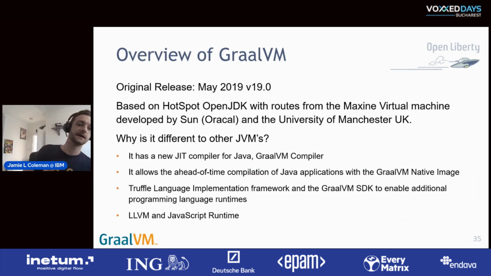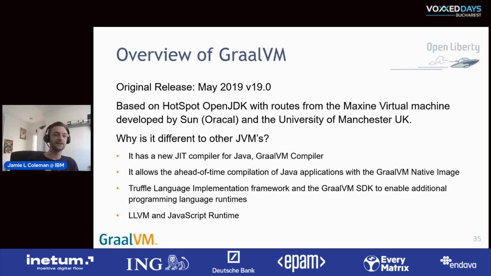So GraalVM, this was originally released quite recently. I'm not sure I'd call it a JVM, but it's a bit different. But what is it? It was released in May 2019. It's based on the Hotspot OpenJDK with roots from, like I mentioned, the Maxine virtual machine, which was developed by the University of Manchester in the UK. It was developed quite a few years ago, and at the time there wasn't so much need for a JVM with these characteristics. And with the rise of containers and microservices, that's completely changed. So I presume they looked back at that project and thought, okay, this is actually quite useful.